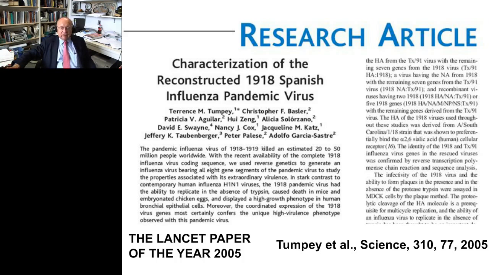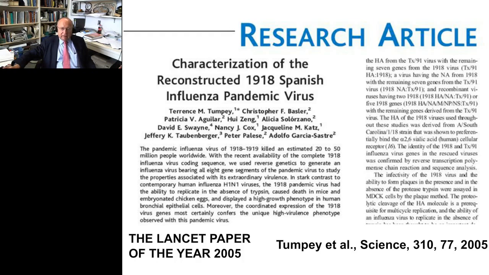We have to work with this virus under special conditions, which are referred to as biosafety level 3 conditions, where we can make sure that the virus does not escape and does not cause any harm, and this is done under very careful conditions. So this is the story about the 1918 Spanish influenza pandemic virus, which we reconstructed in the laboratory, and Terry Tumpy, at the time, he's still at the CDC, was able under very stringent biosafety conditions to get the first complete virus with all the 8 genes from the 1918 virus.